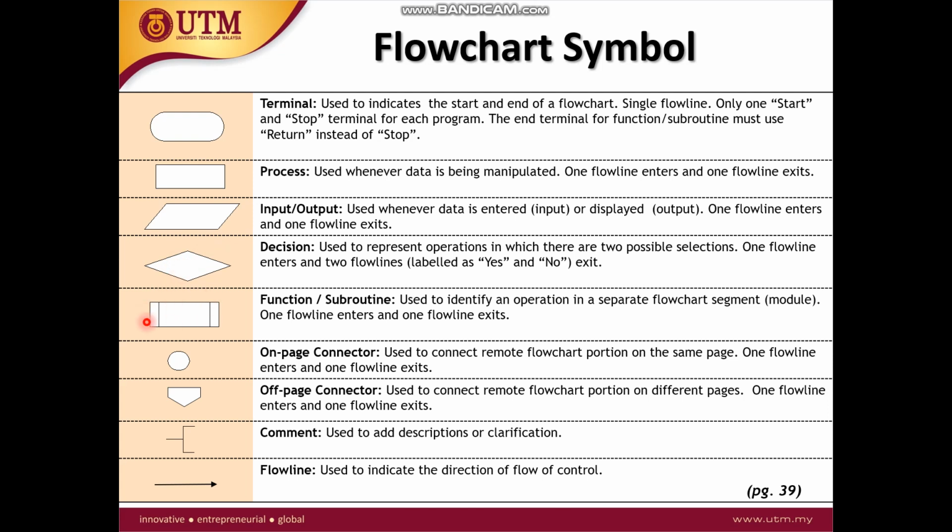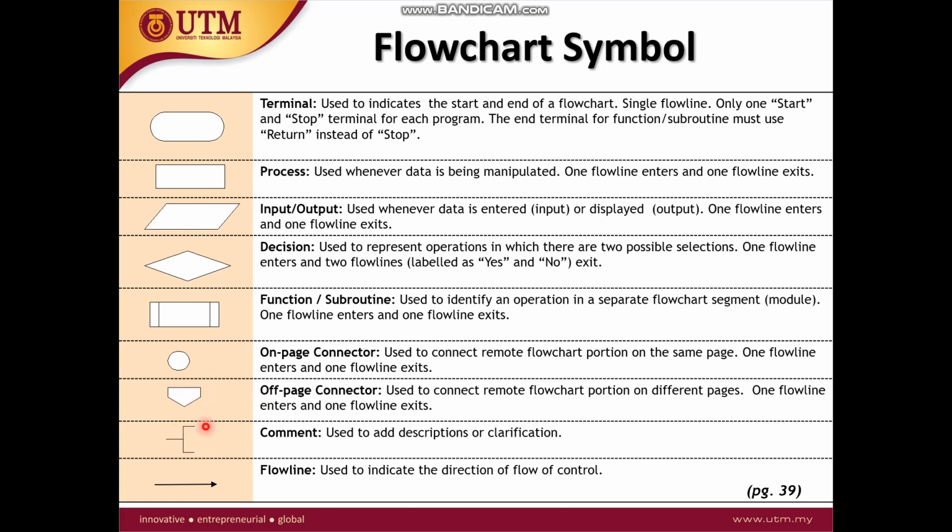And this one is a subroutine or function shape. When you are in a flowchart and you want to call an external function inside your flowchart, you need to use this shape. This is the one page connector. When you have a flowchart and you want to connect somewhere to somewhere else inside the same page, you need to use this circle shape. But this one is the off page connector. When a portion of your flowchart is in one page while another portion is in another page, you connect them together using this one.